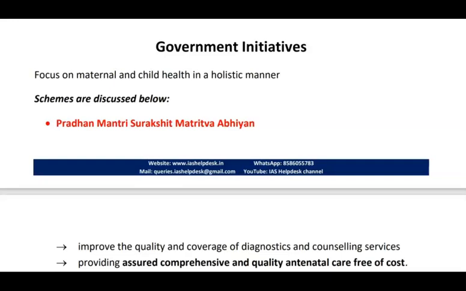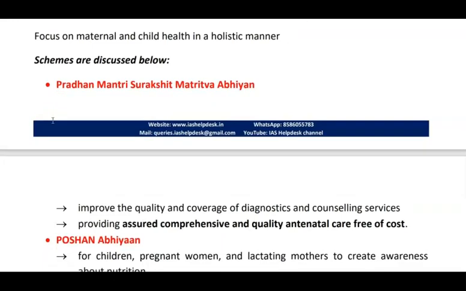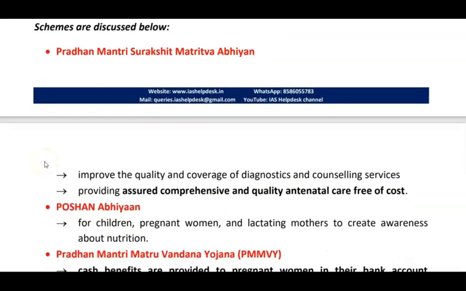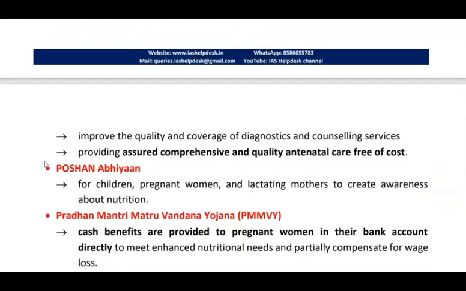So the schemes have been designed keeping in mind the requirement of a range of medical facilities, right from testing and regular checkups to facilities for smooth delivery and further on, like postnatal care of both mother and child. So the first scheme would be Pradhan Mantri Surakshit Matritva Abhiyan. In this, the target is to improve the quality and coverage of diagnostics and counseling services, along with assured, comprehensive, and quality antenatal care free of cost.